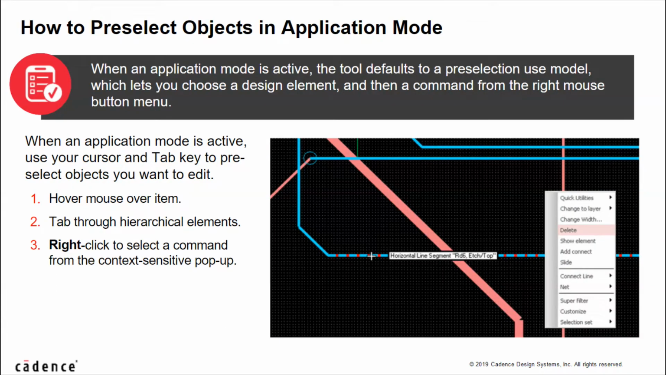The APD editor defaults to a pre-selection use model, which lets you choose a design element and then a command from a right mouse button pop-up menu. This pre-selection use model lets you easily access commands based on the design elements you have chosen in the design canvas, which the tool highlights and uses as a selection set, thereby eliminating extraneous mouse clicks and allowing you to remain focused on the design canvas.